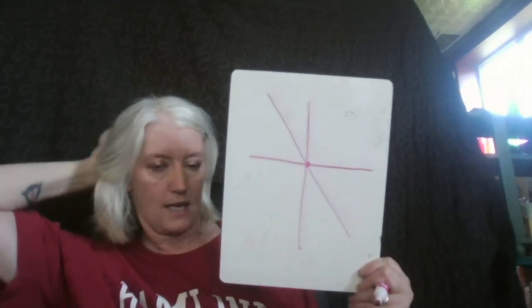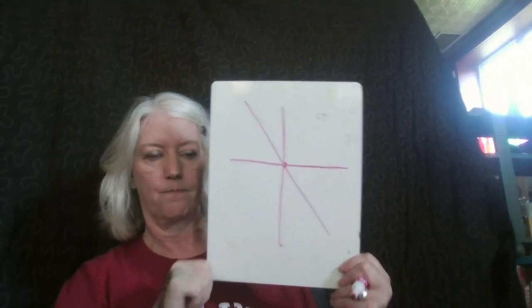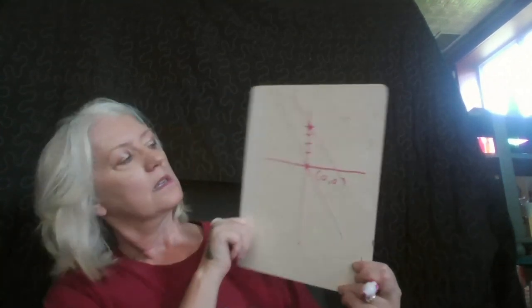That's crossing the y-axis at 0, 0, right? Okay, so that ordered pair is 0, 0. This is crossing the y-axis at 4, so that's over 0, up 4. This is crossing the y-axis at -2, so this is over 0, down 2.